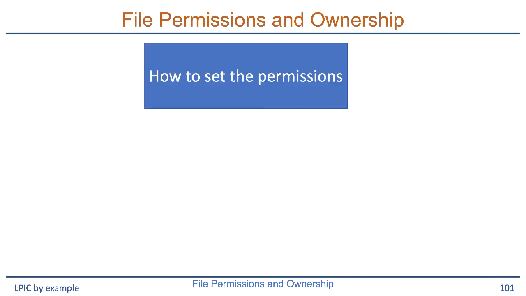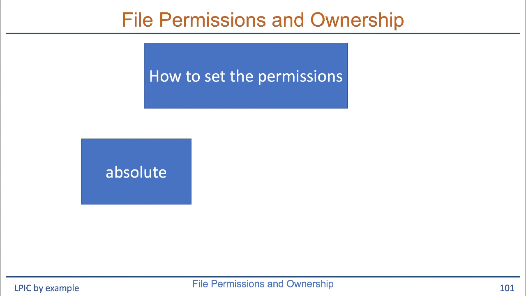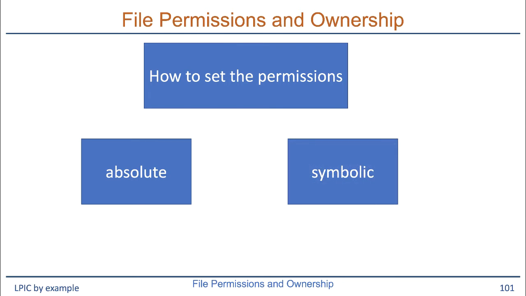Now, how do we set these permissions? There are two ways. First, there's the absolute mode, which uses the octal numeral system to set permissions. And then there's the symbolic mode, which seems to be somewhat more self-explanatory. But let's first look at this absolute mode.